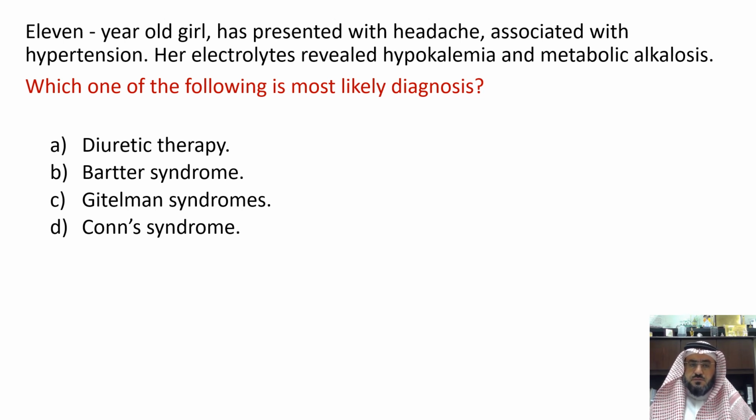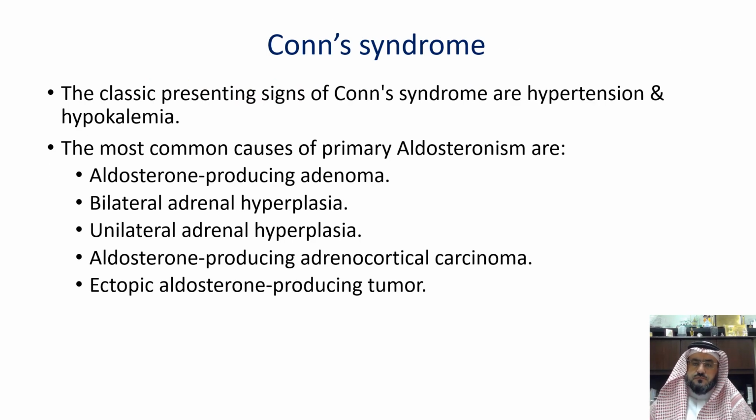Bartter syndrome and Gitelman syndrome, both of them have hypokalemic alkalosis, but they don't have hypertension. Primary hyperaldosteronism is the right answer, where we find high blood pressure, low potassium, metabolic alkalosis. The right answer is primary hyperaldosteronism. The classical clinical symptom is hypertension and biochemically hypokalemic alkalosis.